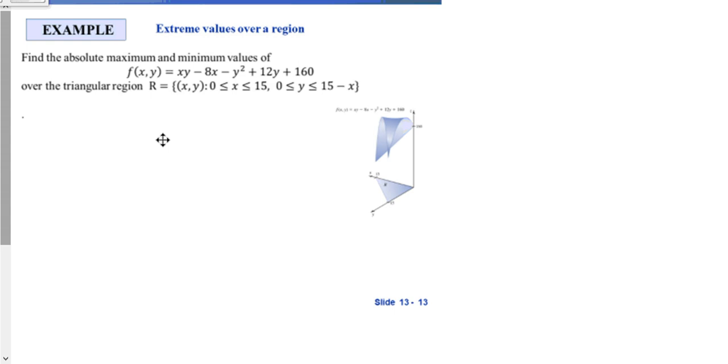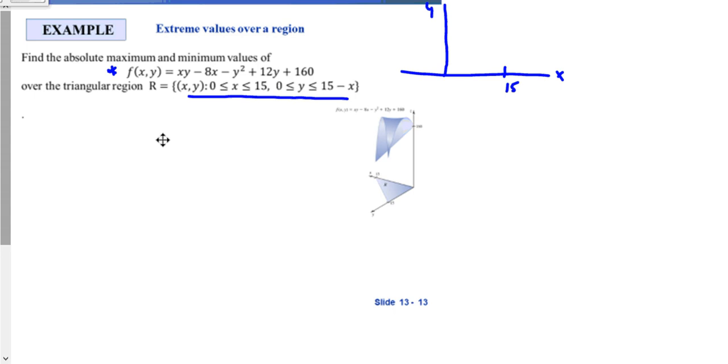Okay, we want to find the absolute maximum and minimum values of the function f over this region. First thing I'm going to do is draw a picture of that region. We have that x is between 0 and 15. We have that y is between 0 and 15 minus x.